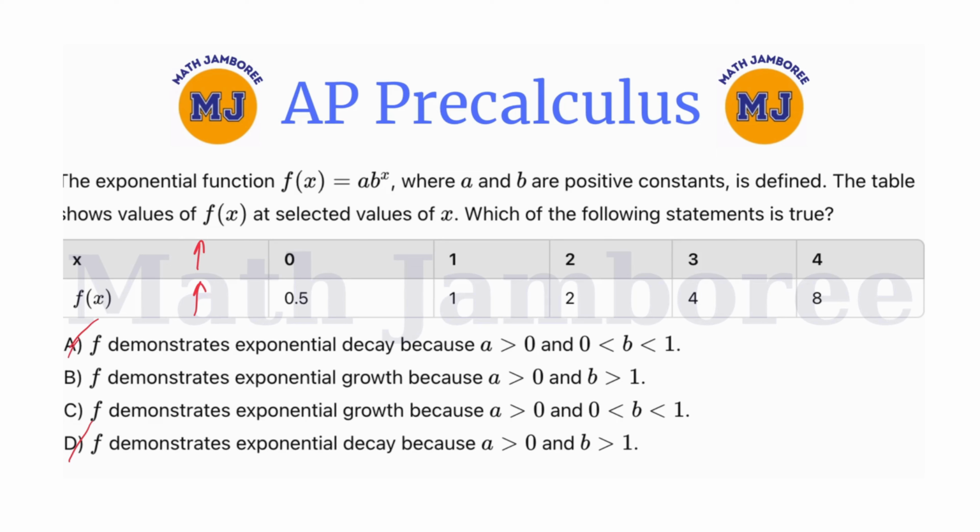So let's find the values. We're going to use this data now. f of 0 is equal to a times b to the power of 0, which is 0.5. So a times 1 is 0.5. So this means that a is 0.5.